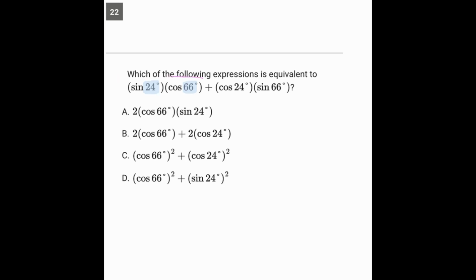So, according to that idea, I know these two things here, the sine of 24 and the cos of 66, they're equal to each other. Similarly, cos of 24 and sine of 66, those two things are equal to one another as well because it's the same idea. The numbers are switched, but 24 and 66 still adds to 90, and we still have the cosine of one of them and the sine of the other.